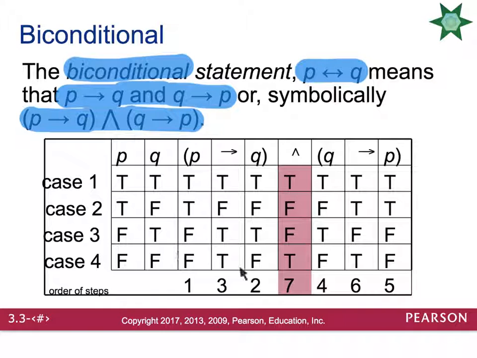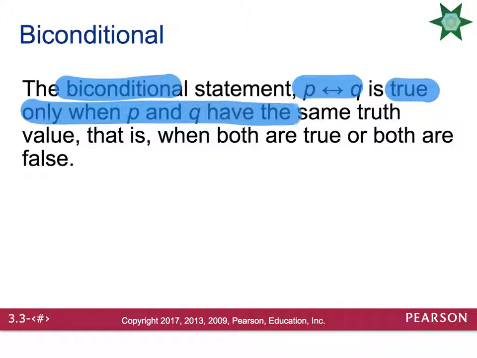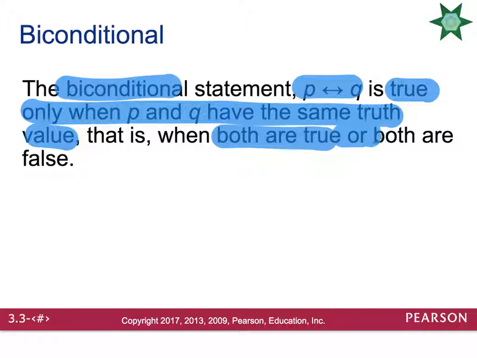We don't have to break this out every time, but we're showing you what it really means when we say if and only if: that there's two things, P arrow Q and Q arrow P. When we do that, we get true when they're both false or both true, but otherwise it's false if they're true, false, or false, true. So just to summarize, the biconditional statement P if and only if Q is true only when P and Q have the same truth value. In other words, both are true or both are false.